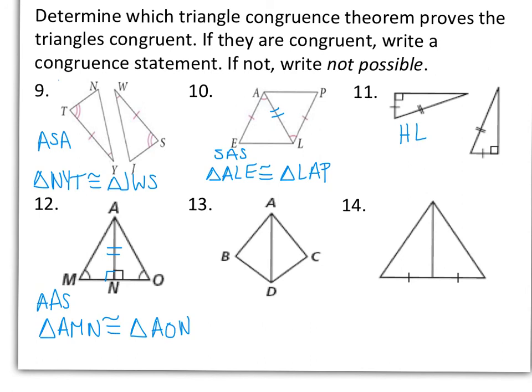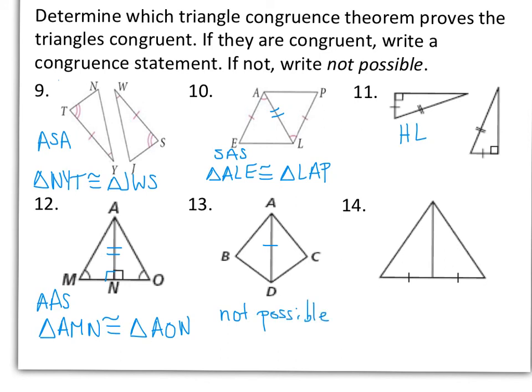Let's see, in 13, well, we can say that AD is congruent to itself, and that's about it. We don't know anything about AD, if it's a bisector or anything. We don't know if we have parallel sides. So 13 would be not possible because we do not have enough information.